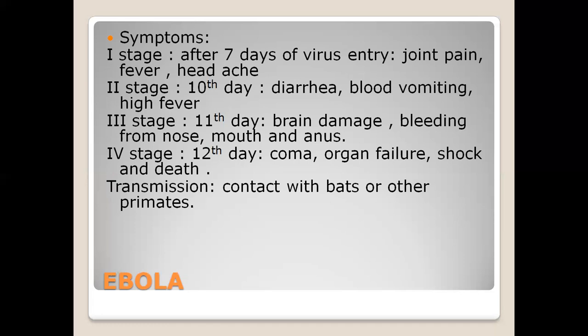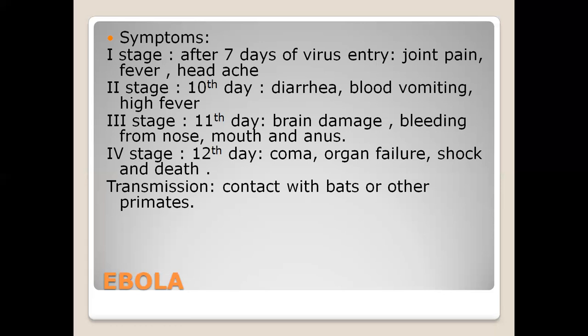On the 11th day, the third stage will start. In the third stage, they will get symptoms like brain damage and bleeding from the nose, mouth, and anus. From the mouth, nose, and anus, the blood will start to flow on the 11th day. On the 12th day, the fourth stage will start, and the symptoms are coma, organ failure, shock, and death.